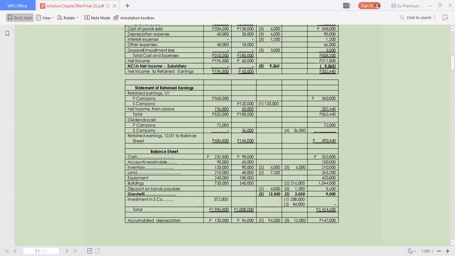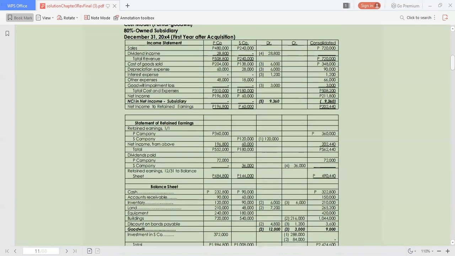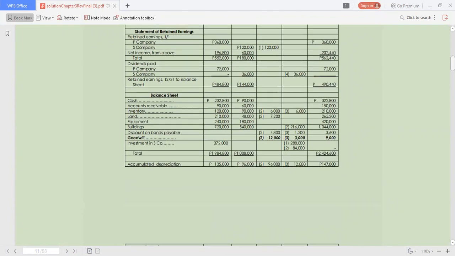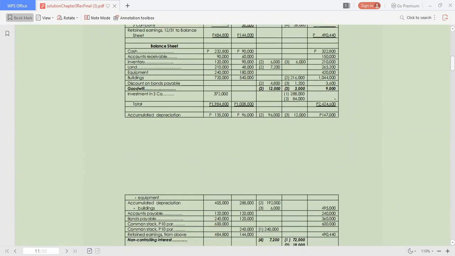84,000. Now take note that we are eliminating the common stock of S. Now S company retained earnings and common stock. So the retained earnings of S company 420,000, and the common stock of S company for 240,000. So that makes a total of 360,000. Now that's for the debit.